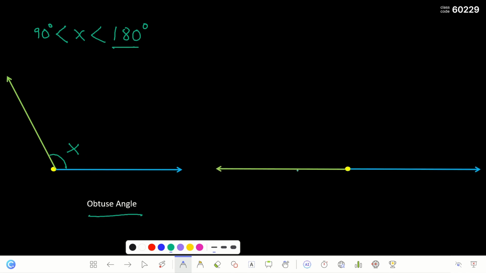Next I have this angle. Here our angle, this angle X, is exactly equal to 180 degrees, and you can also see that in such a case it forms a complete straight line, right? The two rays form a straight line. Due to this, such an angle, where the angle is equal to 180 degrees and forms a straight line, is known as a straight angle. These are simple terms that are used while referring to various types of angles.